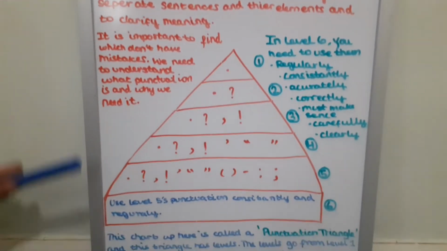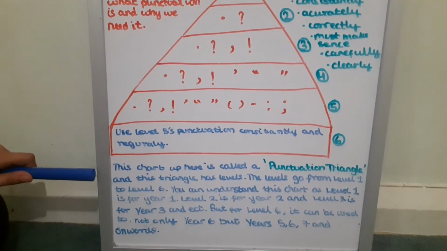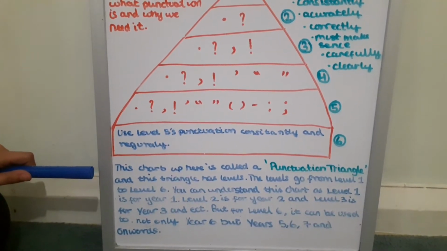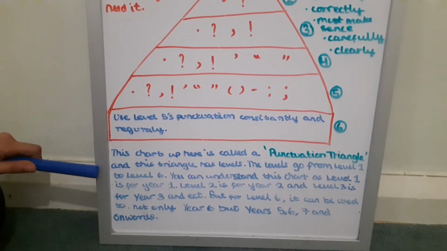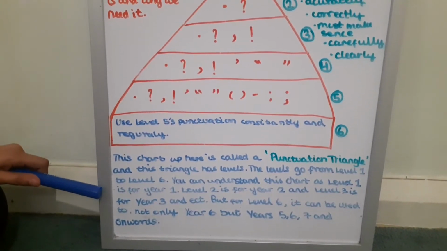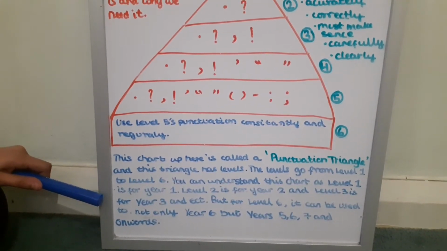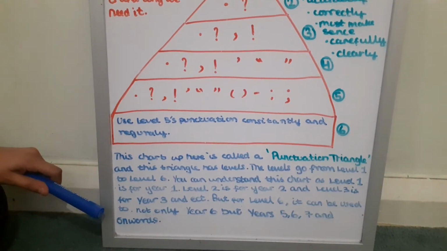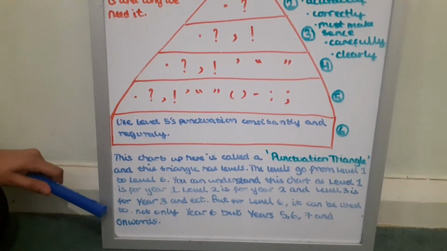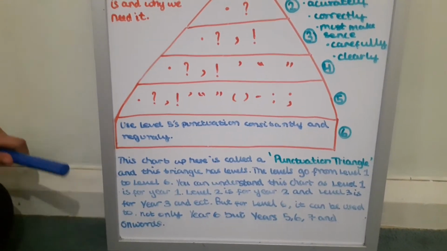This chart up here is called a punctuation triangle, and this triangle has levels, and the levels go from level 1 to level 6. You can understand this chart as level 1 is for year 1, level 2 is for year 2, and level 3 is for year 3, and etc. But for level 6, it can be used for not only year 6 but years 5, 6, 7, and onwards.